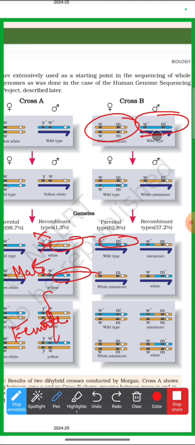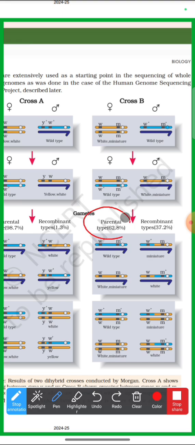In the F1 generation, we have W M and W plus M plus. We need to again remember that the Y chromosome doesn't have any genes. So again we have the wild type and the miniature: the female is the wild type and the male is white and miniature. Now in the F2 generation we can see that the parental types are 62.8 percent and recombinants are 37.2 percent.